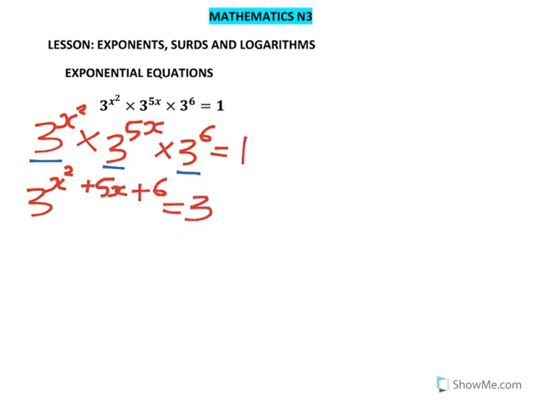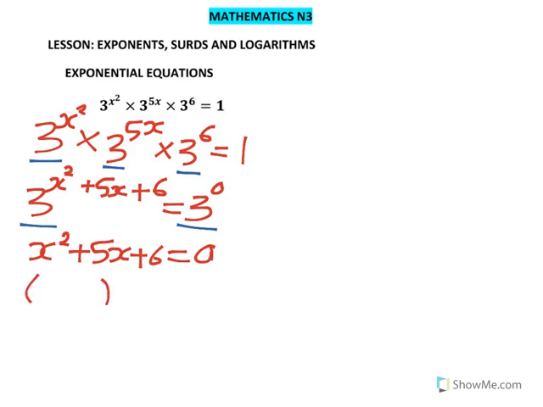I told you the trick there is to say 3 to the power 0. Why am I saying 3 to the power 0? Any number to the power of 0 is a 1, but here you want to match the bases. It's similar to the previous question. Now we have x squared plus 5x plus 6 is equal to 0. When the bases are the same, you equate the exponents.